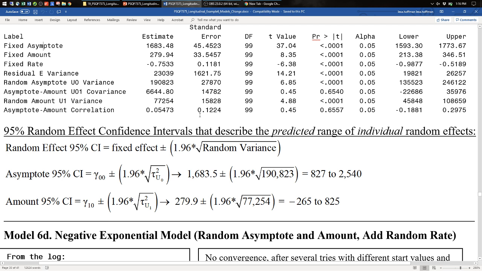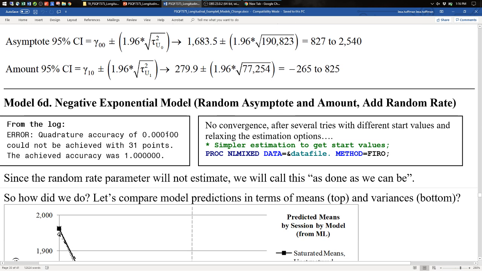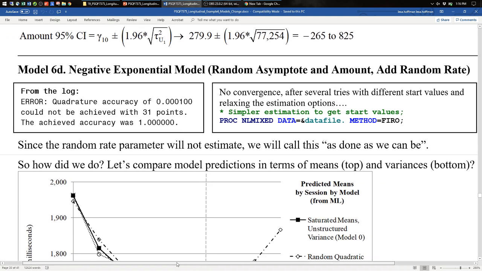Here are some random effects confidence intervals so that we could try to describe what happened. And then I tried to do random rate, and this is what I got.